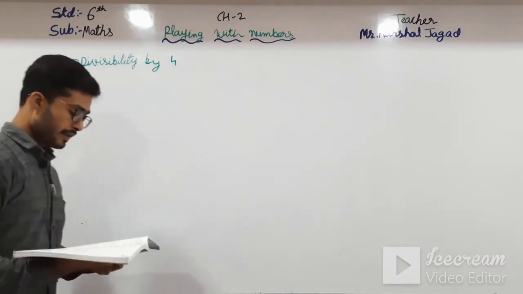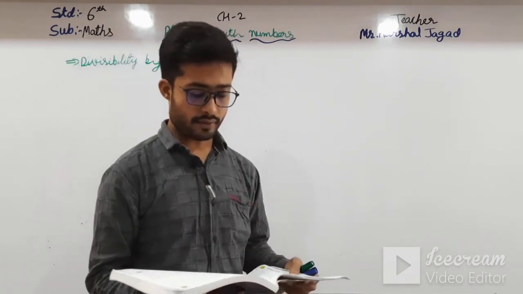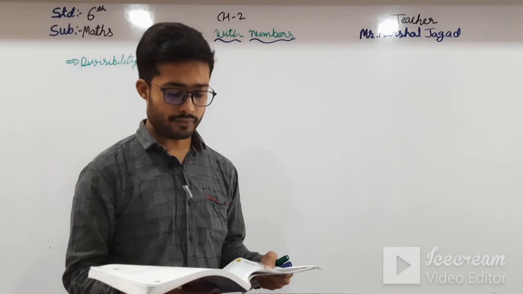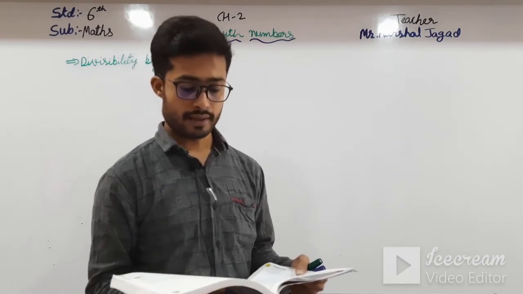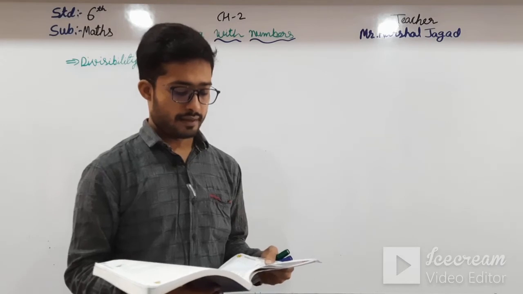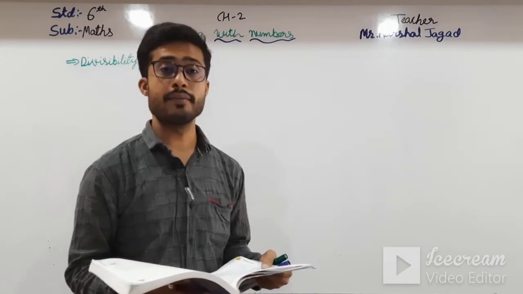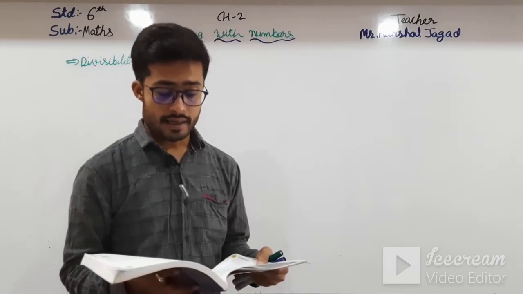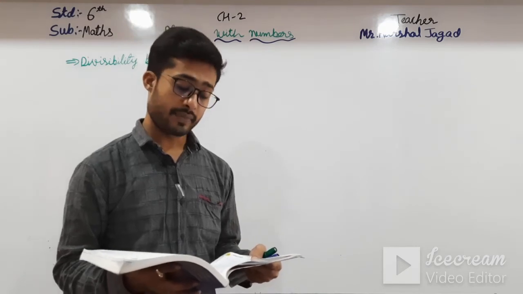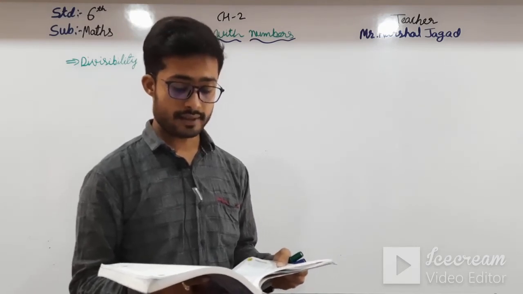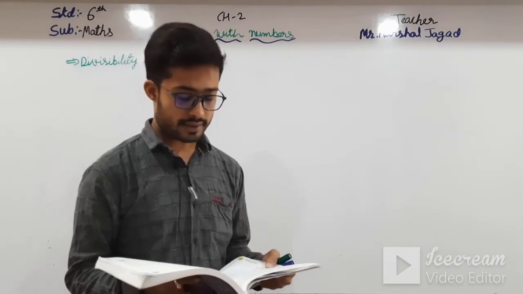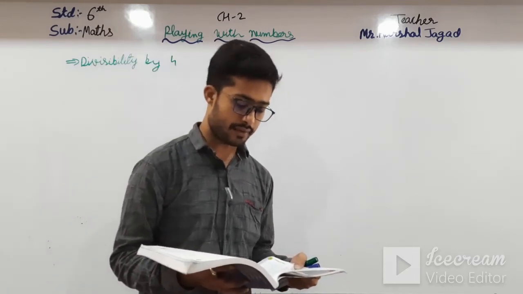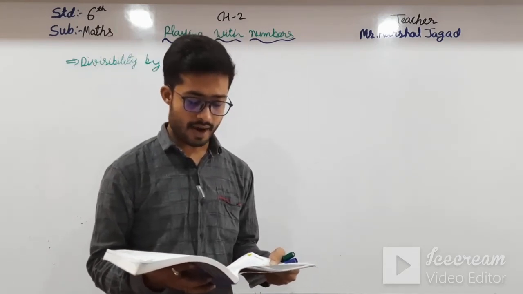Consider the number 324. We know that 100, 200, 300, 400 etc. are divisible by 4, as 25 into 4 is equal to 100. In 324, 300 is divisible by 4. So we have to check whether 24 is divisible by 4. It is divisible by 4, as 6 4s are 24. So the number 324 is divisible by 4. Okay students, a number is divisible by 4 if the number formed by the last 2 digits of the number is divisible by 4.